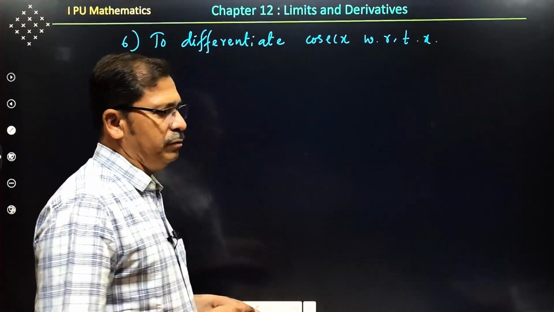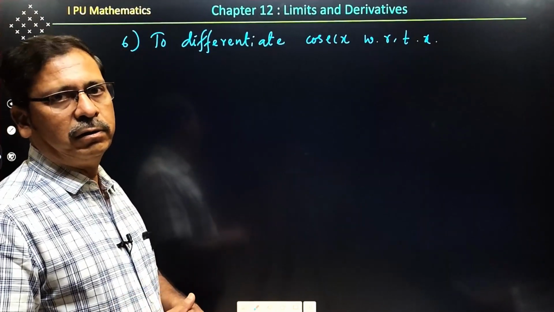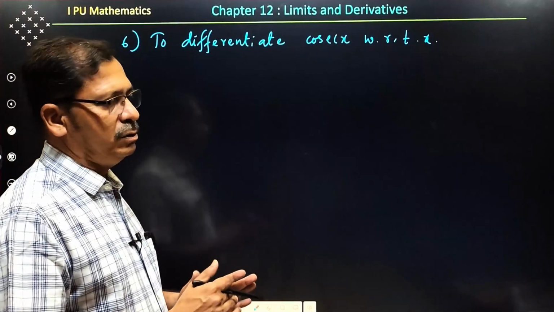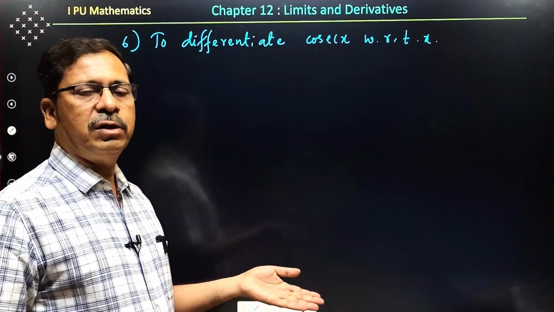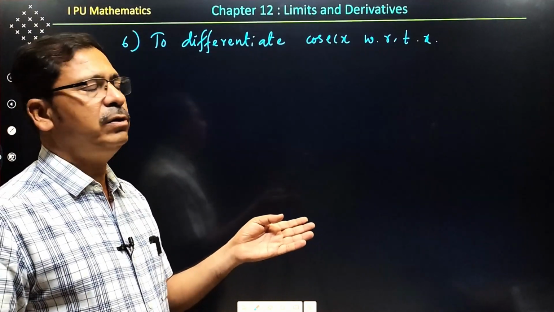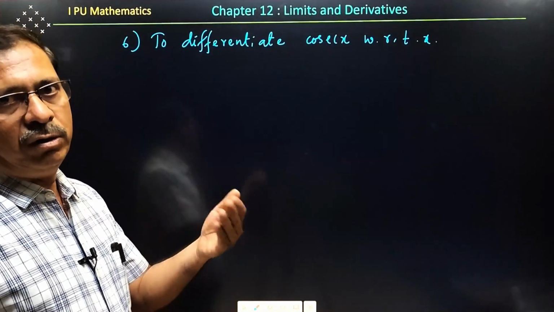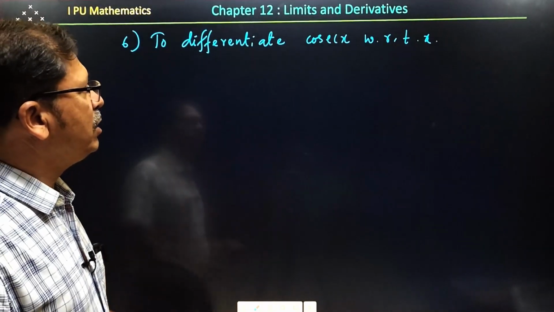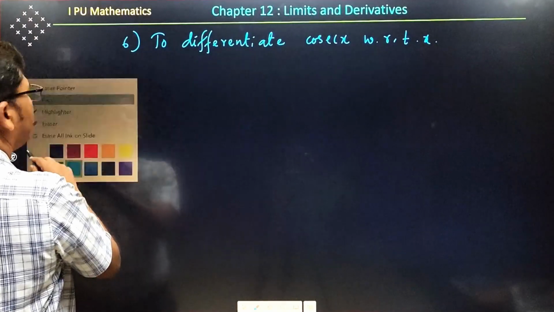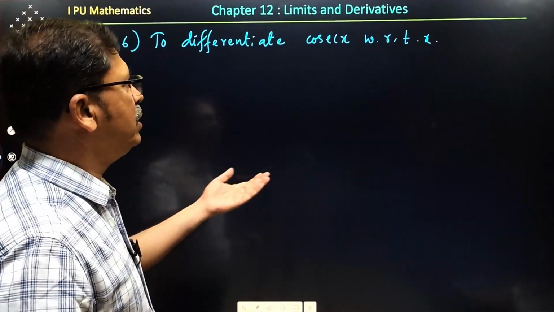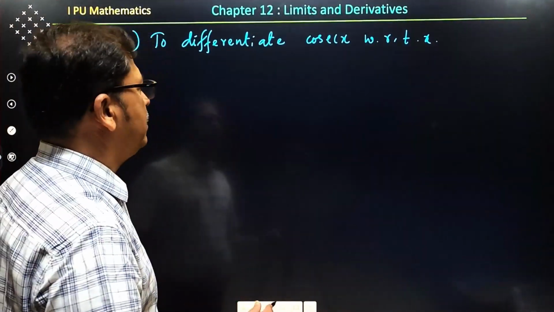Yesterday we calculated the derivatives of some trigonometric functions. The derivative of sin x is cos x, the derivative of cos x is minus sin x, and the derivative of tan x is sec squared x. In continuation, next I would like to take cosec x. Our aim is to differentiate cosec x with respect to x.